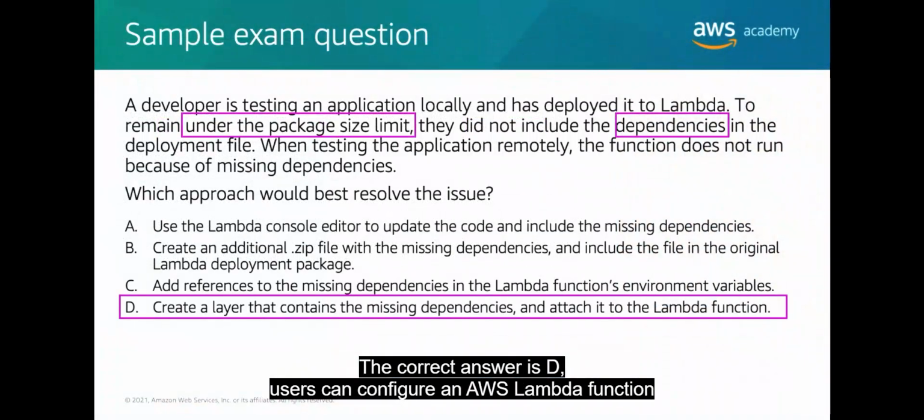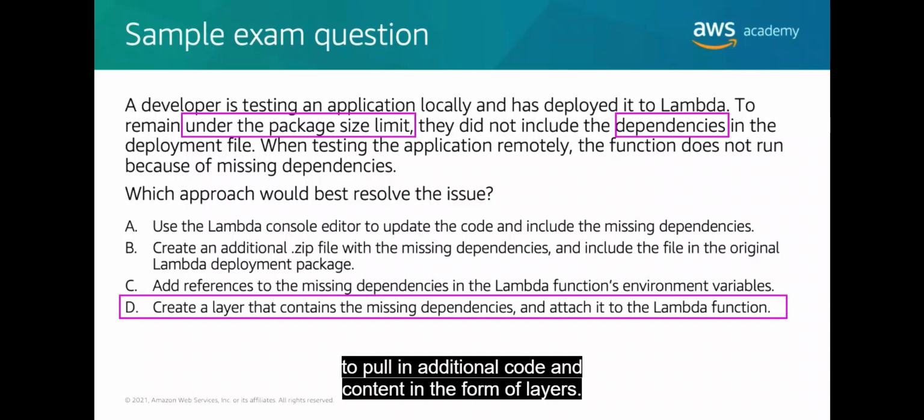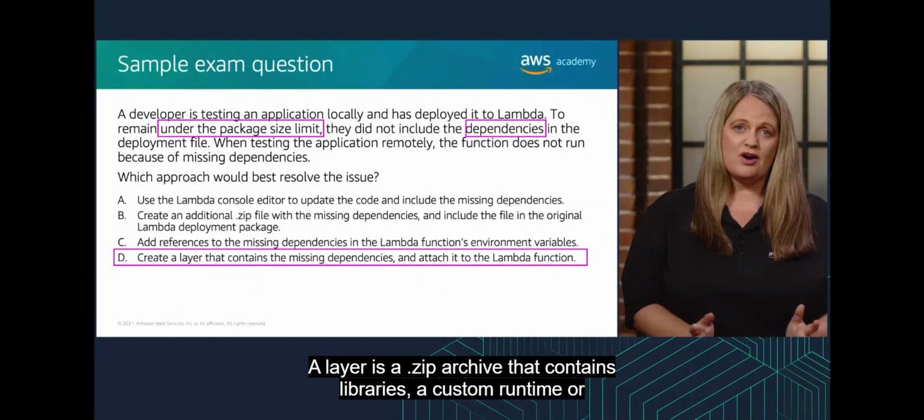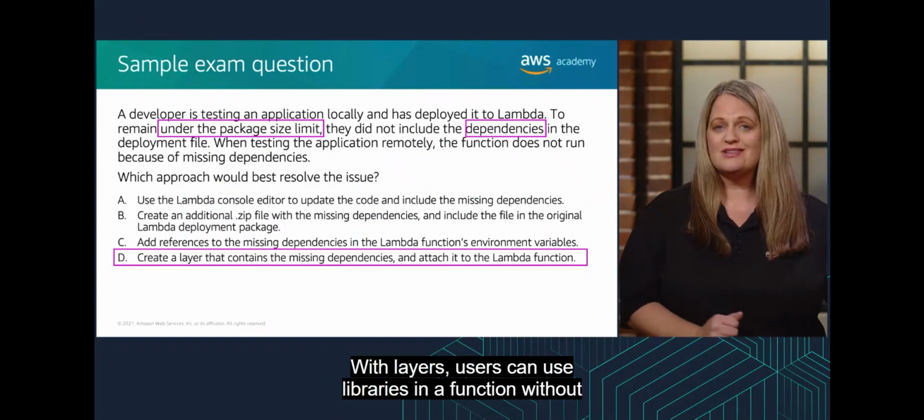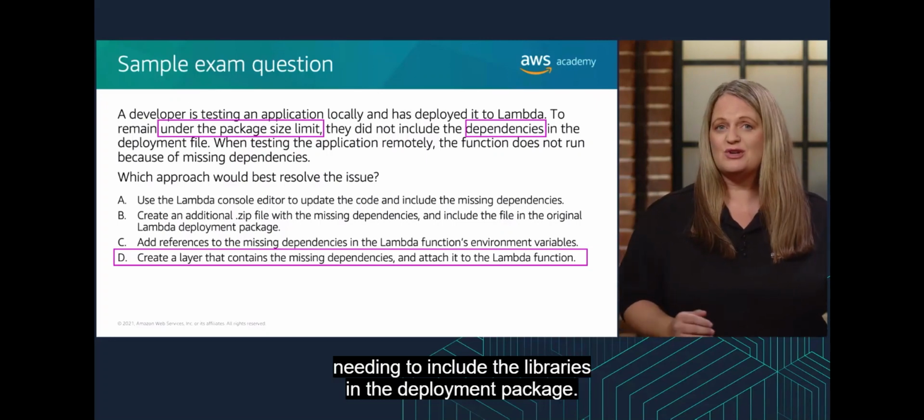The correct answer is D. Users can configure an AWS Lambda function to pull in additional code and content in the form of layers. A layer is a .zip archive that contains libraries, a custom runtime, or other dependencies. With layers, users can use libraries in a function without needing to include the libraries in a deployment package.